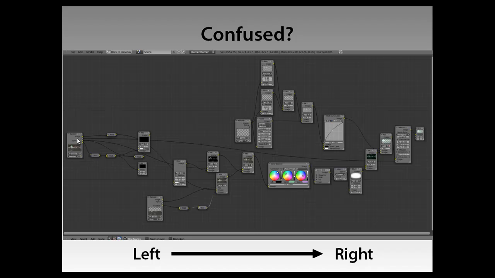Because basically, if you start on the left-hand side at the render layer and then follow each of these lines down, you can see each of them as they connect into the different nodes, and you can see what effect they are performing on the image. Alright, so now that's the basics out of the way, let's move into a practical tutorial.